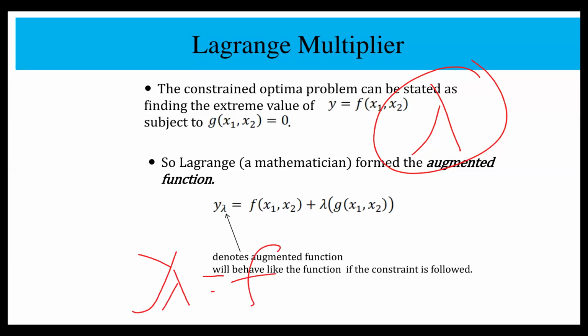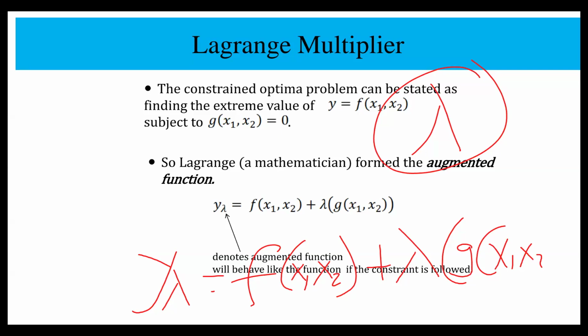So the formula is, right? The objective function with respect to the variables, plus the Lagrange multiplier, that's the lambda in our case, multiplied by the other function, which is basically the constraint. So the constraint reversed, the inverse of the constraint, gives us x1 and x2, in terms of x1 and x2. So that's what we do. That's the formula.